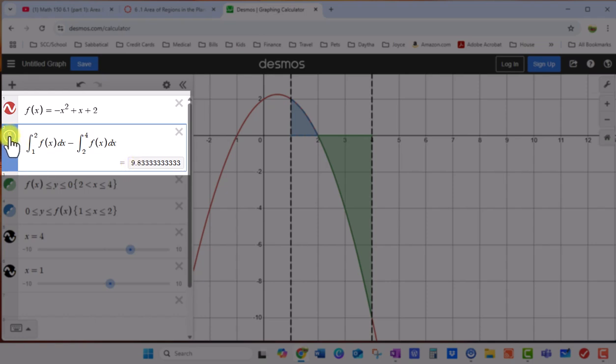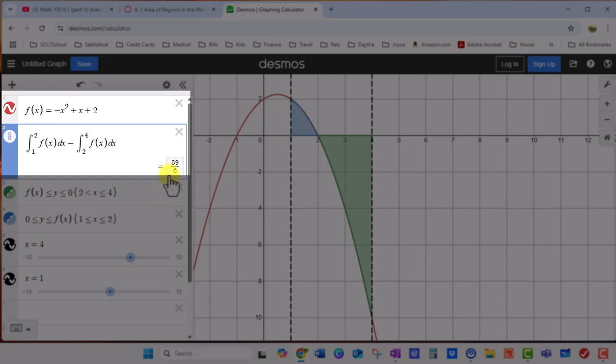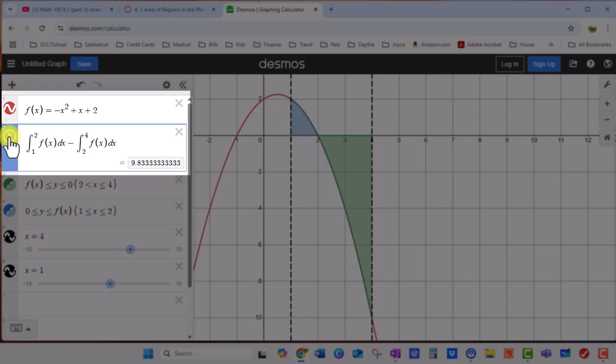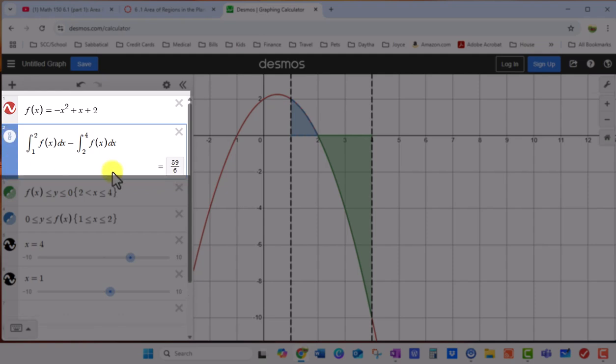And notice it gives us 9.833. If you want the exact answer, notice you have this fraction bar over here. If we click on it, it will give us 59/6. So we can go from the decimal version to the fraction version really easily again through Desmos.